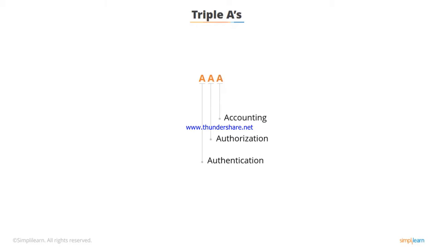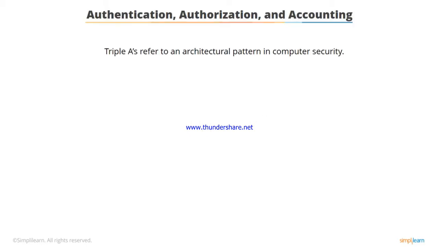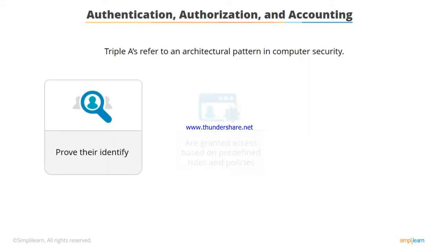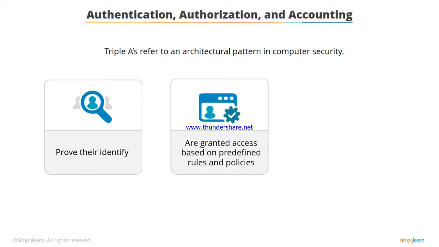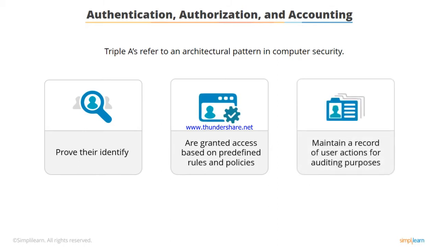These are critical for secure computing. Let's understand these components in detail. Triple A's refer to an architectural pattern in computer security, where users of a service, data, information, or platform prove their identity, are granted access based on predefined rules and policies, and maintain a record of user actions for auditing purposes.